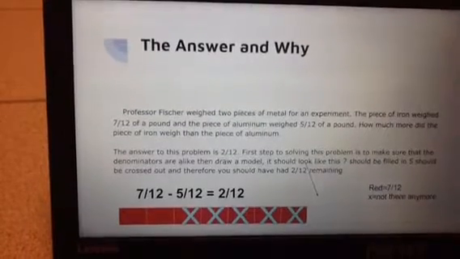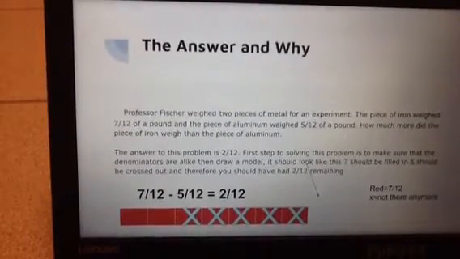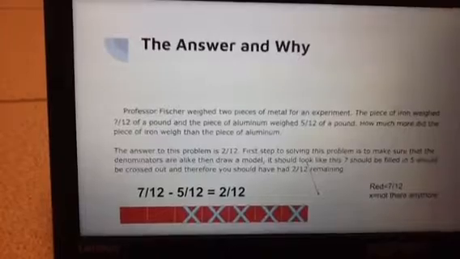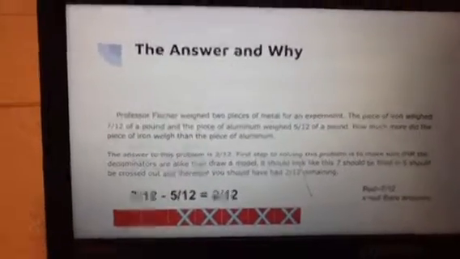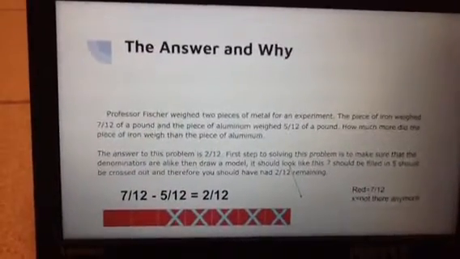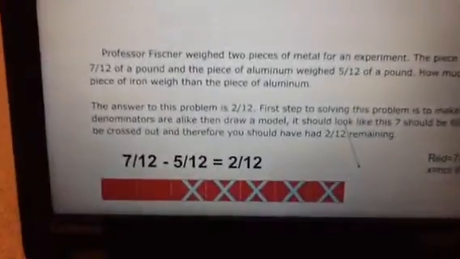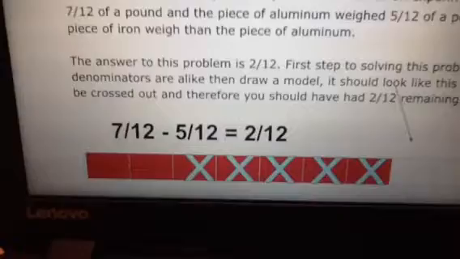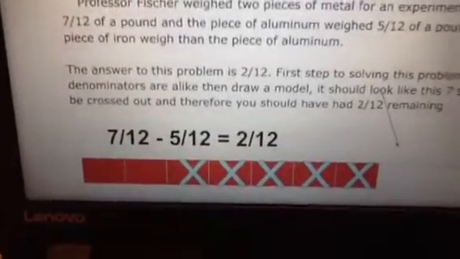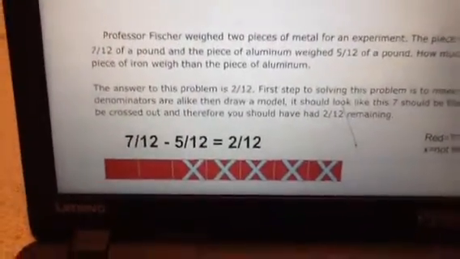The answer to this problem is 2/12. First step to solving this problem is to make sure that the denominators are alike, then draw a model. It should look like this. 7 should be filled in, 5 should be crossed out, therefore you should have 2/12 remaining.